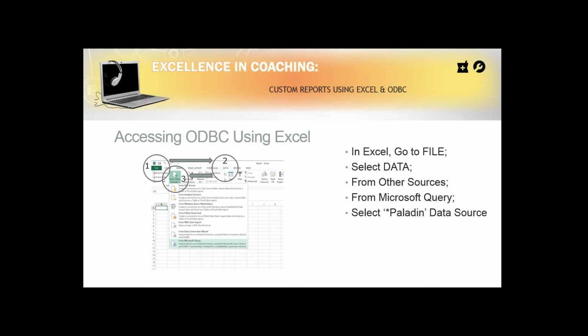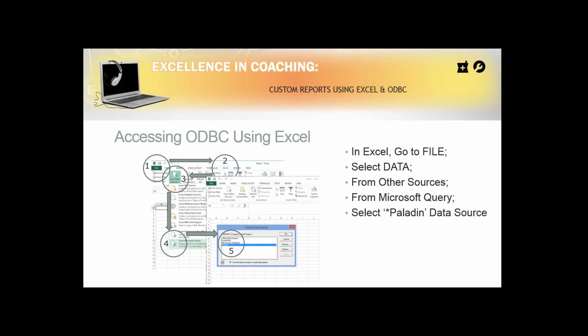And then you'll be prompted with this other column here, saying, from other sources, and then it gives you a list of all those other sources. Down below at the very bottom, there's a source called From Microsoft Query. So again, step 1, File, click on Data, click on From Other Sources, and then click on From Microsoft Query. Now, as soon as you do that, another box is going to pop up, and it's going to say Choose Data Source. And on there, you might have a number of other data sources, but we definitely should have a Paladin one. It's asterisk Paladin as the data source.